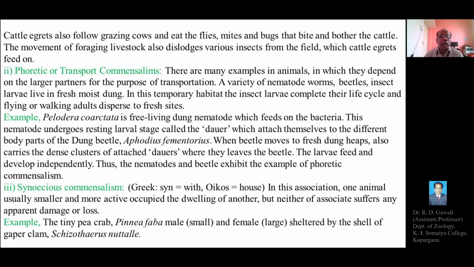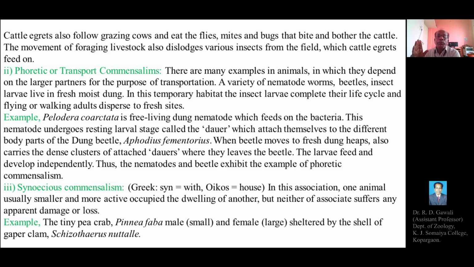the tiny pea crab, Pinnotheres faba, the male being small and the female large, sheltered by the shell of the gaper clam, getting support or shelter from the shell of the gaper clam, Schizothaerus nuttallii. Schizothaerus nuttallii is the host.